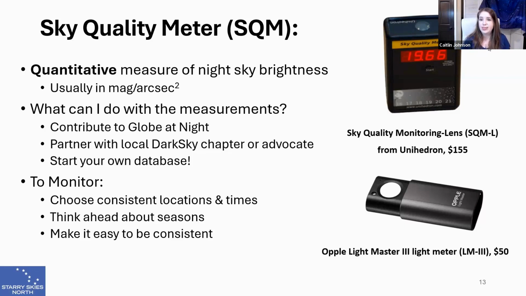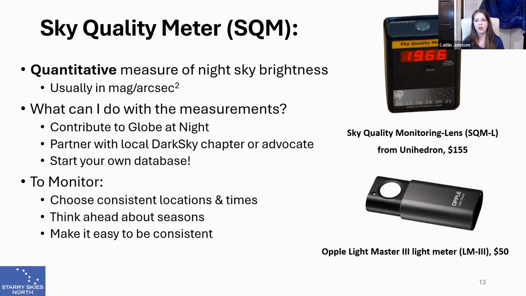So what can you do with these measurements and how do you actually monitor with them is the next logical question here. You can contribute them to Globe at Night, partner with a local DarkSky chapter advocate, or start your own database of these measurements. And when I say database, that can be as simple as a spreadsheet. We don't need anything terribly fancy if you don't have access to it. It's great. So to monitor, again, we're thinking longer term measurements.